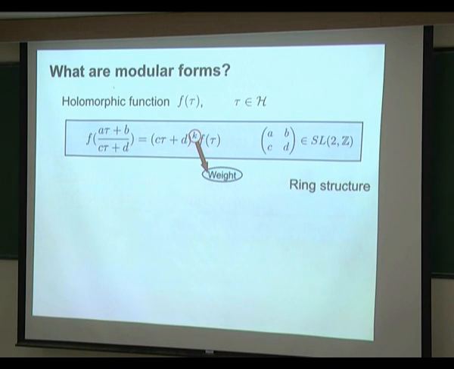Now, from the definition, it's clear that if you have two modular forms of the same weight, their sum is also a modular form. And if you have two modular forms, their product is also a modular form whose weight is the sum of the two weights. So there's a ring structure.